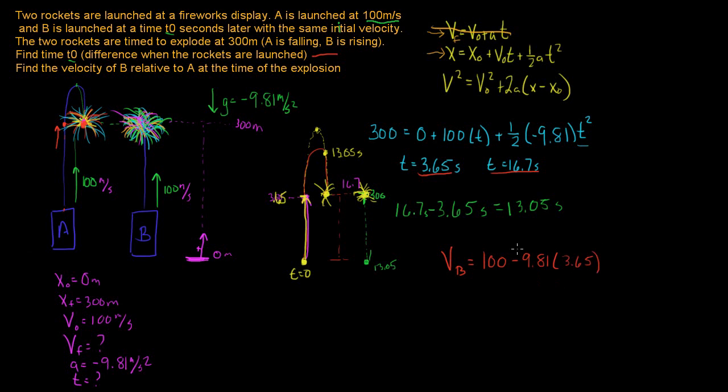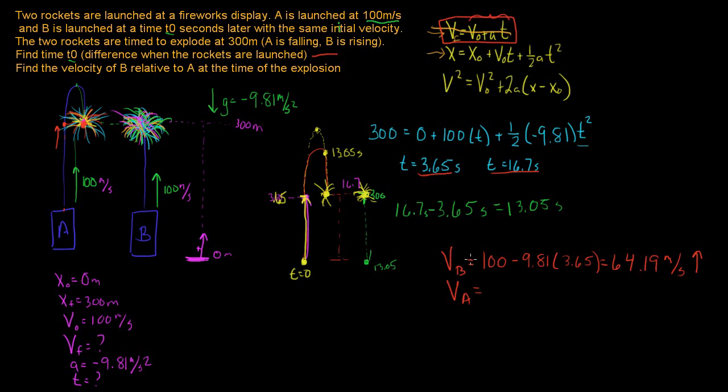So if we do this out, we get a velocity of B of 64.19 meters per second. It's positive, so it means that it's going in the upward direction. Now, when we look at our velocity of A, and I should mention I'm using this kinematic equation right here. We know everything on this side of the equation, so we're just solving for our final velocity.